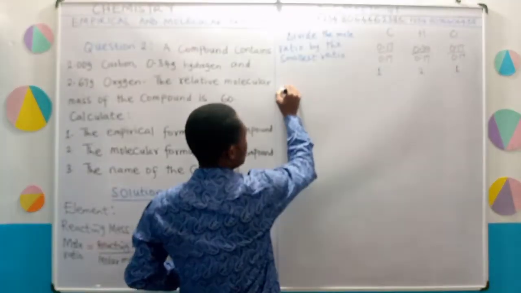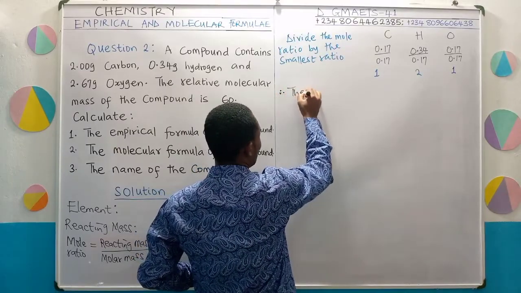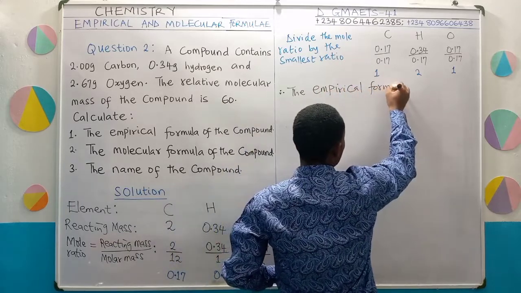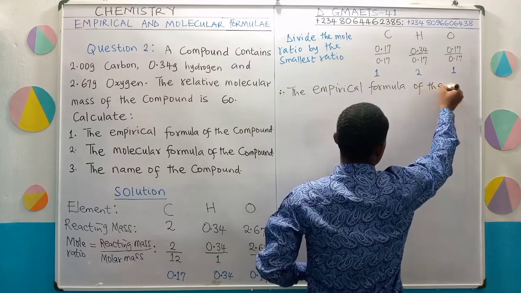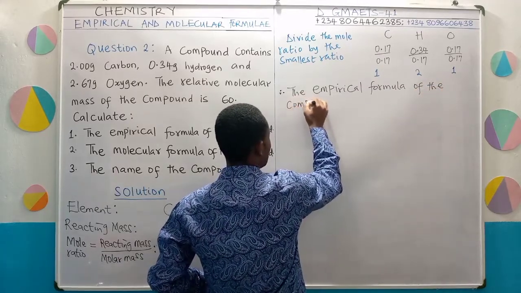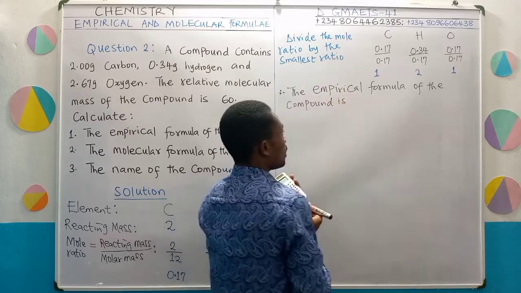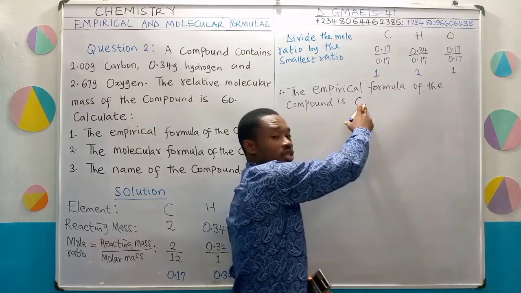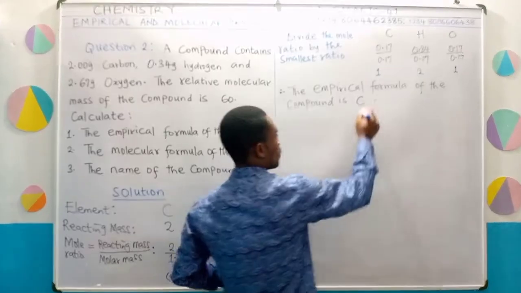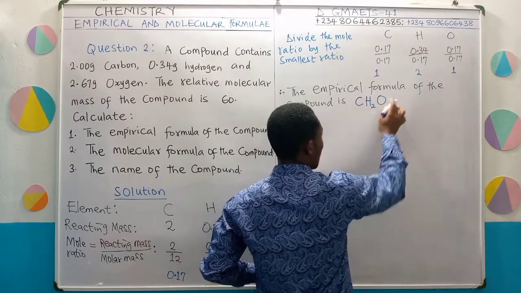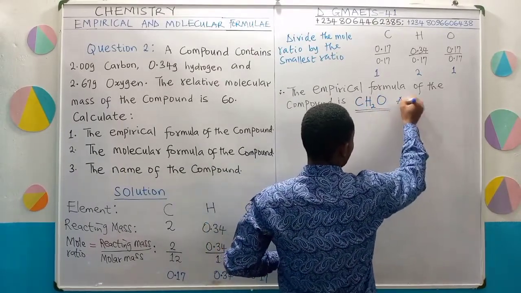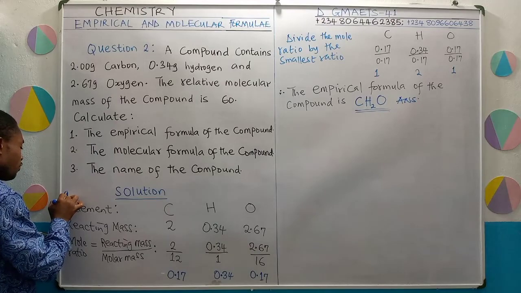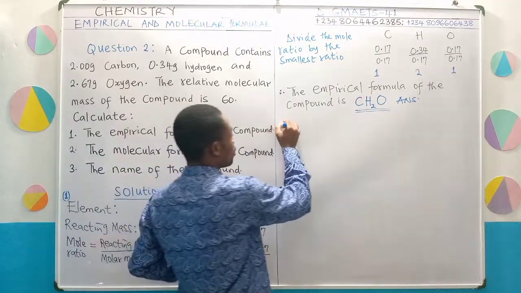I will now conclude. Therefore, the empirical formula of the compound is, now I'll bring down carbon. How many do we have as the mole ratio here? 1. No need of putting the 1, I've told you that already. So hydrogen is 2 and then oxygen is 1. And this is our answer. We've gotten the empirical formula. Remember, the very first work here is the empirical formula, number 1. Let's move on to number 2.